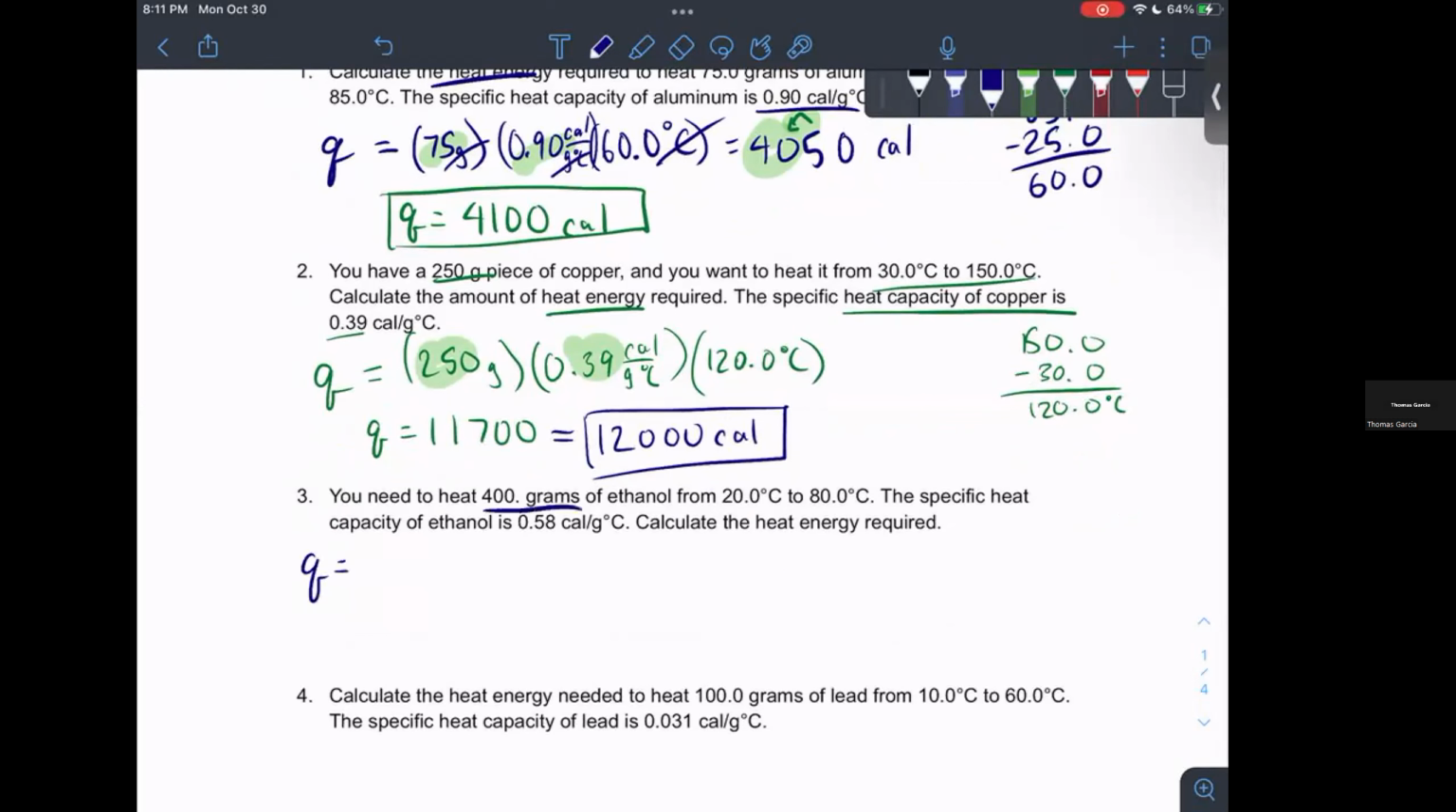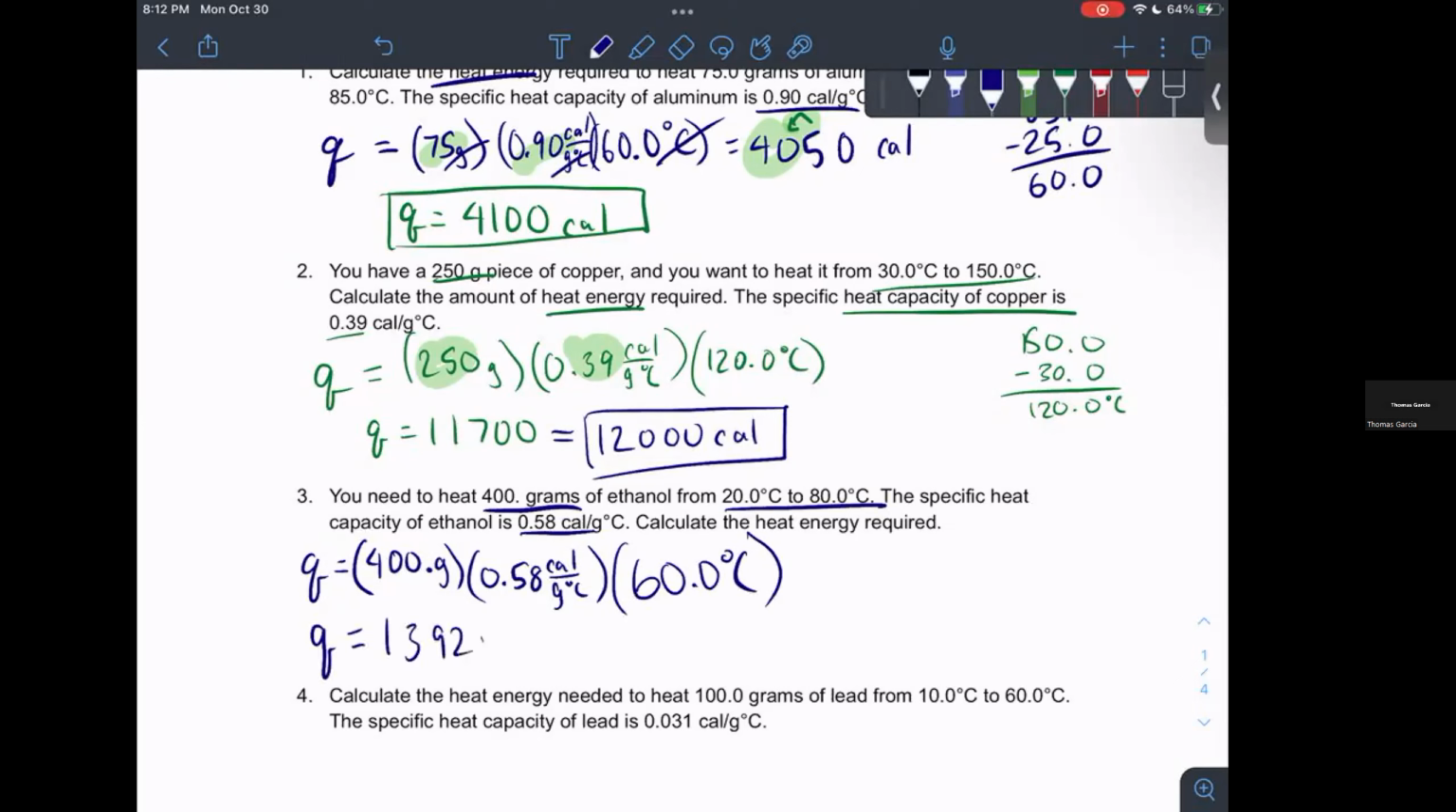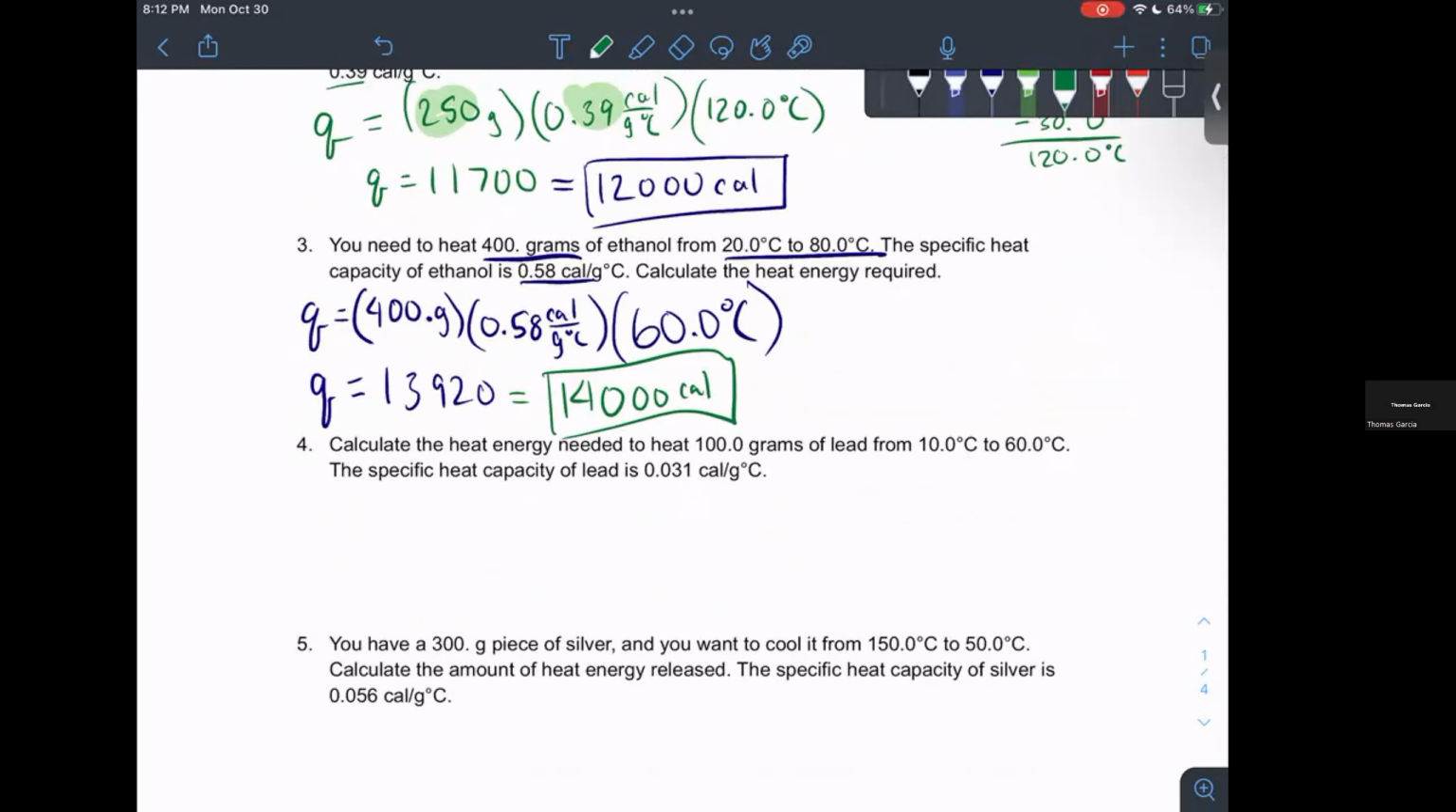All right. Again, we're going to keep using the same equation. Q equals our mass, 400 point grams. That tells us we are at three sig figs because of that point. Our C is 0.58 calories gram degrees Celsius. And our change in temperature, 20 to 80, that is 60.0 degrees Celsius. And so when we solve this out, we get Q equals 13920, which again, our cursed two sig figs is going to round us up to 14000 calories.